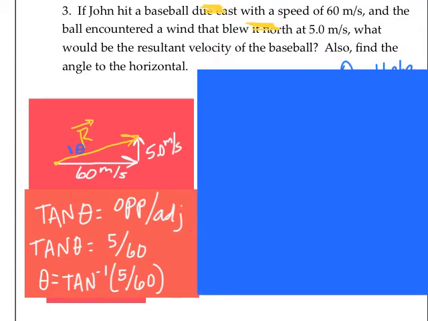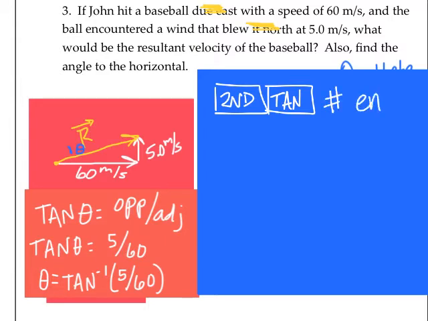So when you're typing on your calculator, you would hit the second button, and then hit tangent. It's going to open up your parentheses for you, and then you type your number, and then you hit enter. So on your calculator, it'll look like this part down here that we did. It'll say tangent to the minus 1, and then 5 over 60, and then you can close your parentheses and hit enter.